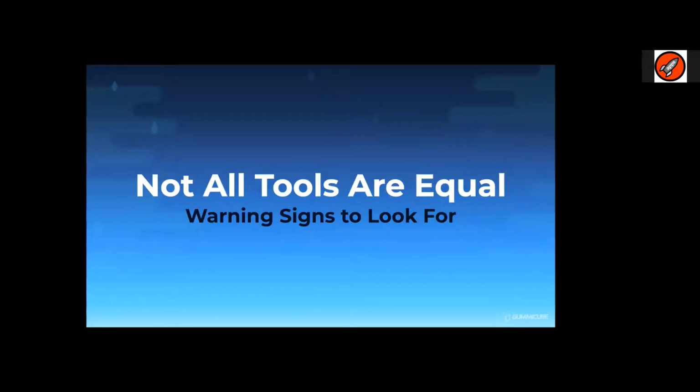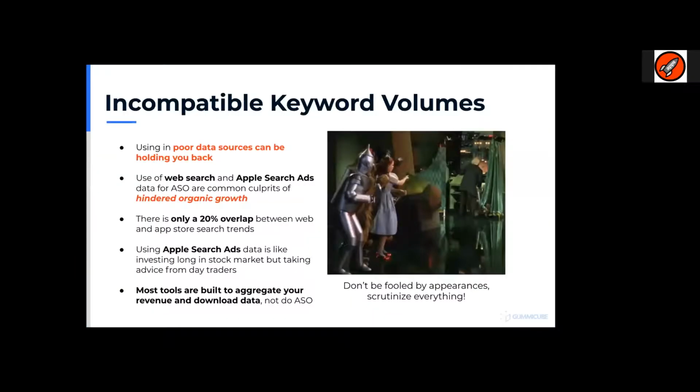The other important point to really drive home is that not all tools are equal, and there are some important warning signs to look for when you're deciding what data to base your decisions on. This has a lot to do not only with the data behind things like keyword volume, but also the methodology of an optimization. Number one, not all keyword data and search data is valid for ASO. Using data from sources that are not truly organic in the App Store can really hold you back.